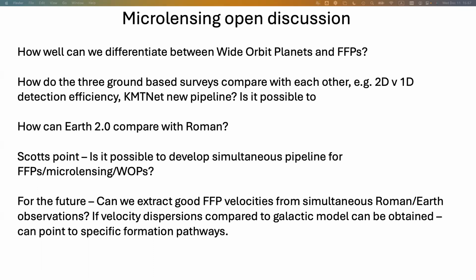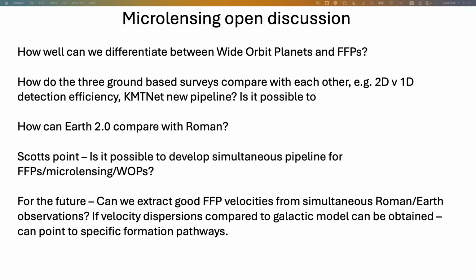Is it possible to combine these to have a unified pipeline, so that all the different surveys are actually consistent with each other? There's also comparisons with Earth 2.0. Following on from Scott's point earlier, is it possible to develop simultaneous pipelines for FFPs and microlensing for the wide orbit planets?